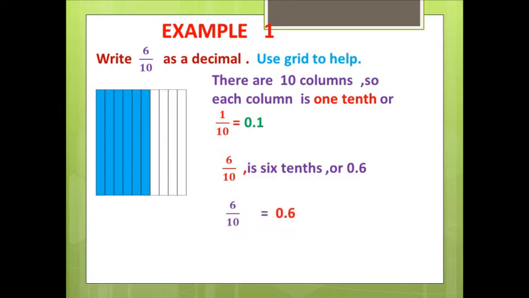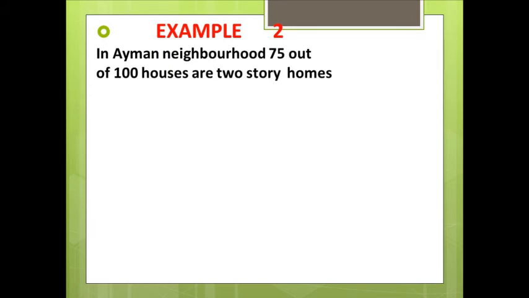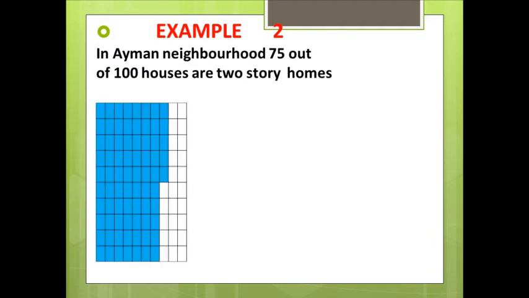And how can we write that? 6/10 can be written as 0.6. Example 2. In Ayman neighborhood, 75 out of 100 houses are two-story homes.